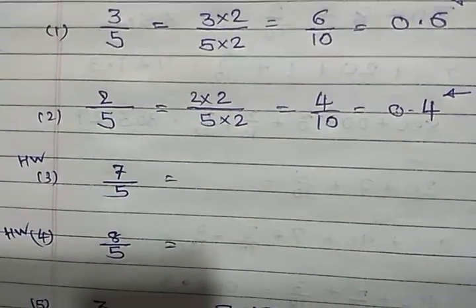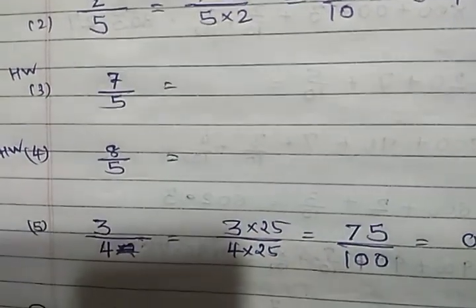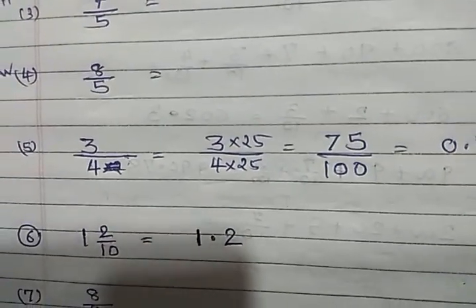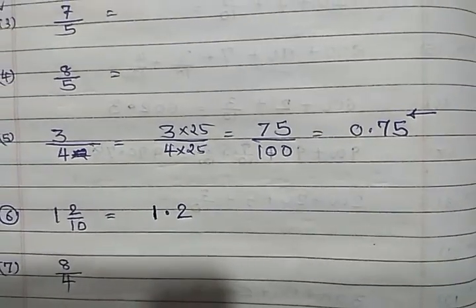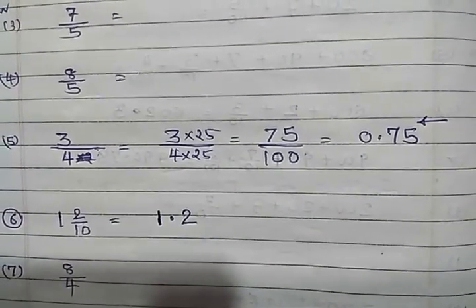The third one is homework. The fourth one, 8 upon 5, is homework. The fifth one, you see 3 upon 4.